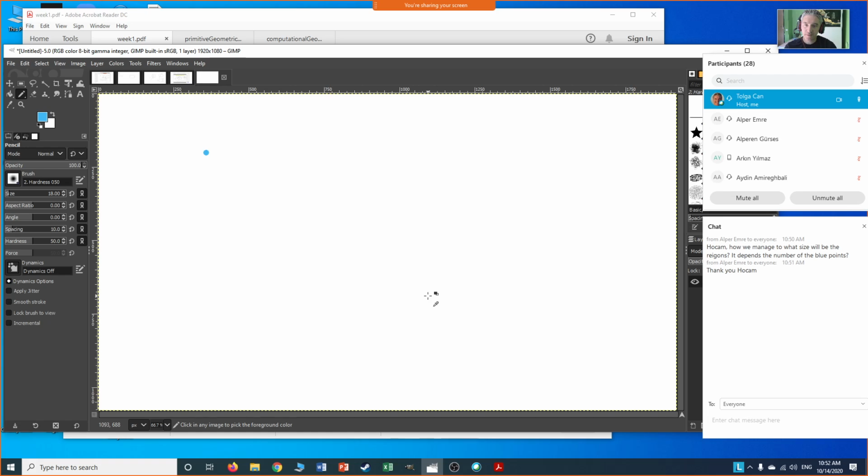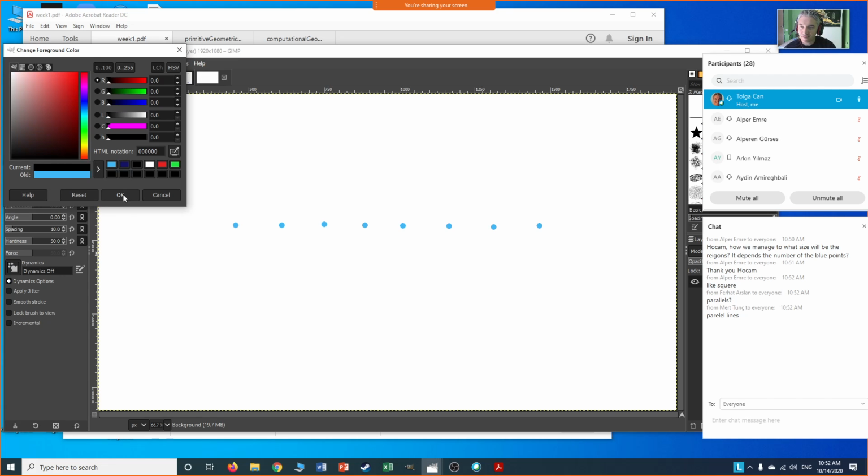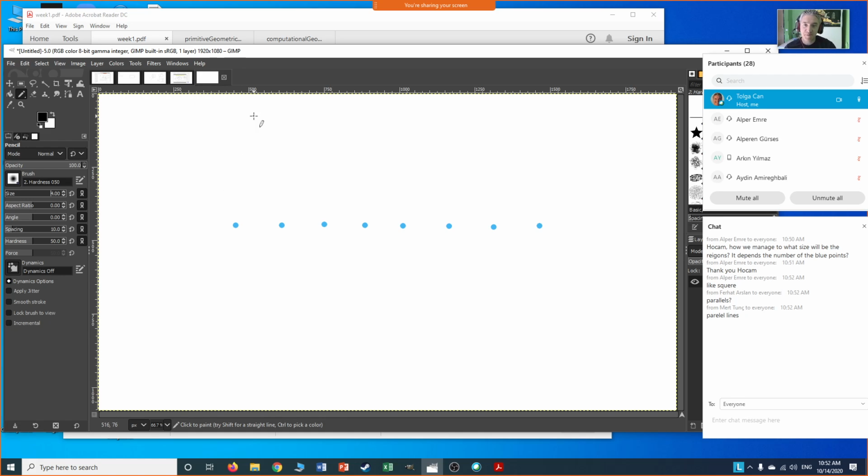What if the points are on a horizontal line? What do you think the Voronoi diagram is going to look like? You can write in the chat box if you have any ideas. Let me get back to smaller pen size, 4 points, and let's get back to black. Yeah, exactly. They will be parallel lines. Very good. So here there will be no vertices.